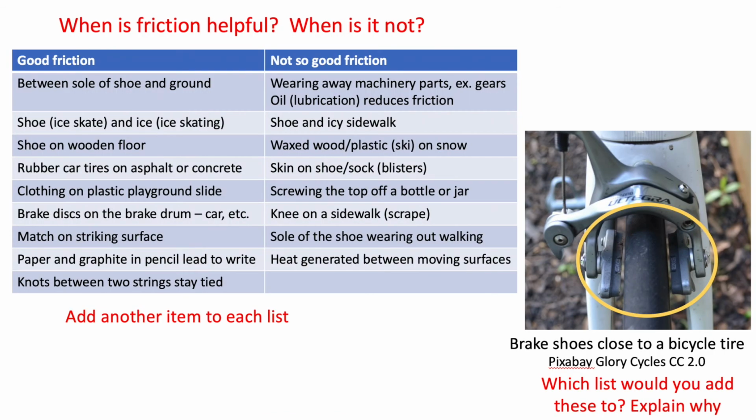And then, when is friction helpful? When is it not helpful? So good friction, I won't call it bad friction. Read those and add another item to each side there. And then a picture on the right, brake shoes. When you're cycling along, they're close to the tyre. Which list would you add brake shoes to, and explain why?